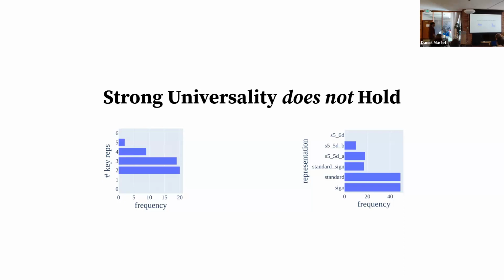What are these representations, sign and standard? It requires a lot of maths to construct these things. Seems like this could vary over time. Yes. So are these sort of fixed?